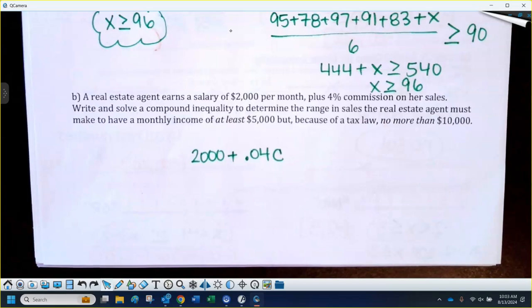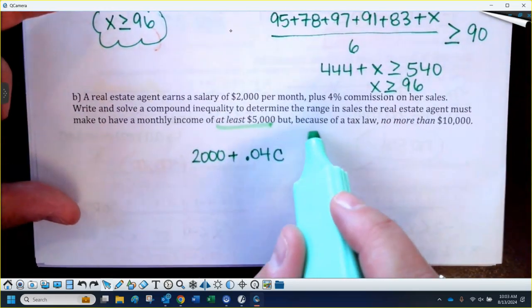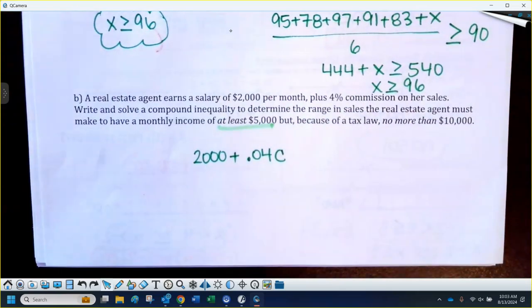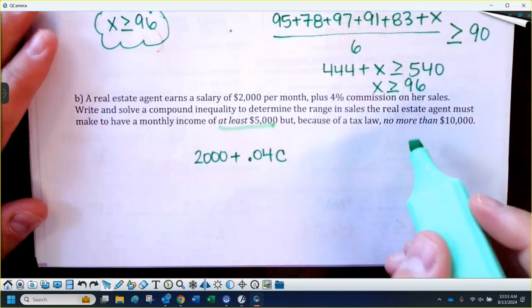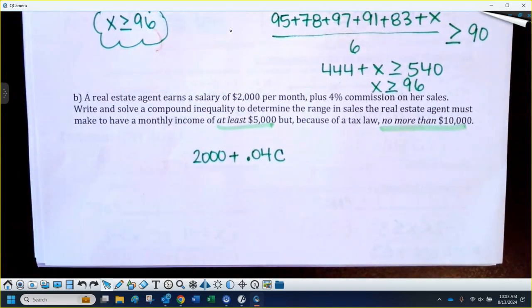So beyond that, it says, write and solve the compound inequality to determine the range in sales the real estate agent must make to have a monthly income. Now, there are 2 requirements here. At least $5,000, but because of a tax law, like maybe it would put her in a different tax bracket, no more than $10,000. So she's trying to save money on taxes, so she doesn't want to exceed that. So I'm going to put this between these 2.